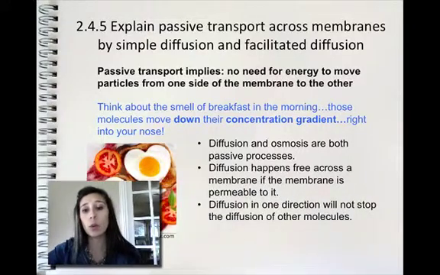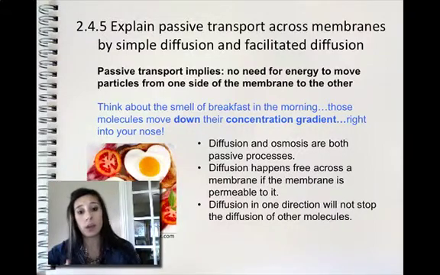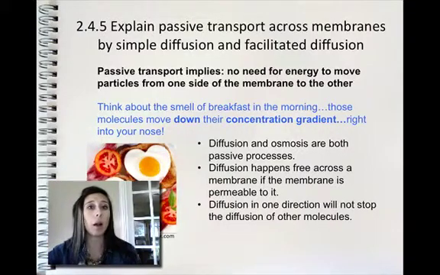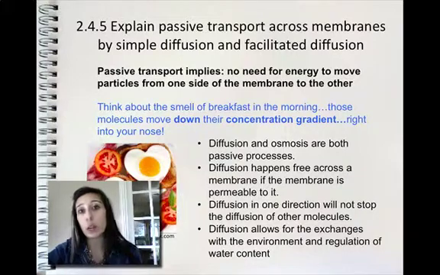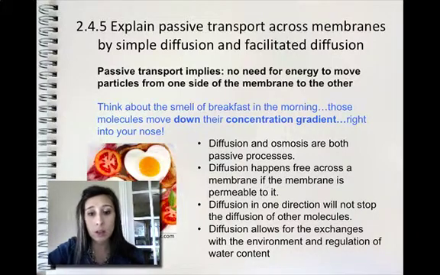Diffusion in one direction will not stop something from going in the other direction. If you have molecules on both sides trying to diffuse through, they will naturally diffuse through, but they're going to go down their concentration gradient. Diffusion allows for the exchanges within the environment and the regulation of water content so that our cells can function and maintain homeostasis.